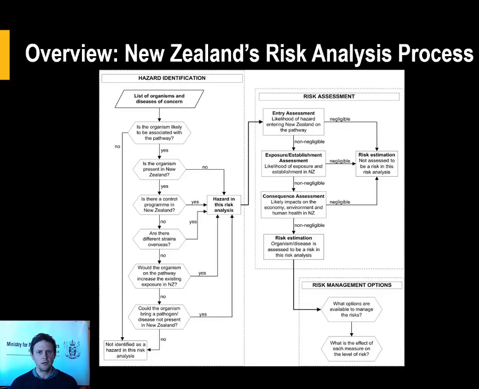So again, just to recap on what we have just discussed, here is an overview diagram or flow diagram of the risk analysis process. We did discuss the hazard identification and the different types of things you look at with the hazard identification and determine if the organism itself actually is a hazard, after which you would undertake a risk assessment if the organism was a hazard. We talked about the entry assessment, the exposure or the establishment assessment, and then we covered off the consequence assessment and the risk estimation.